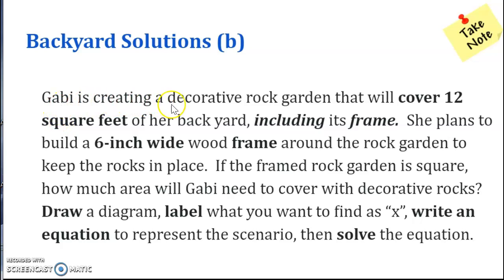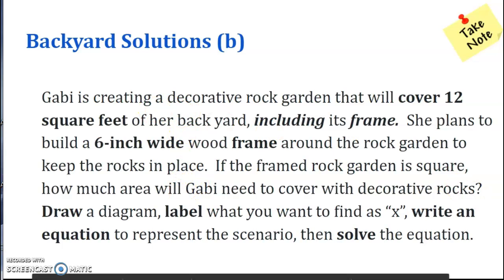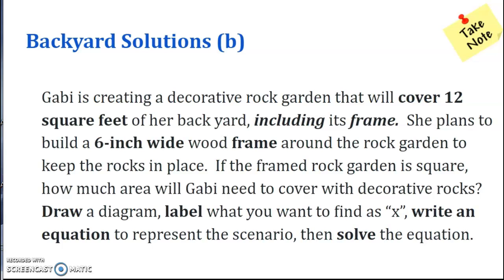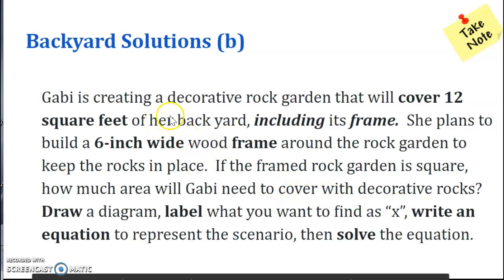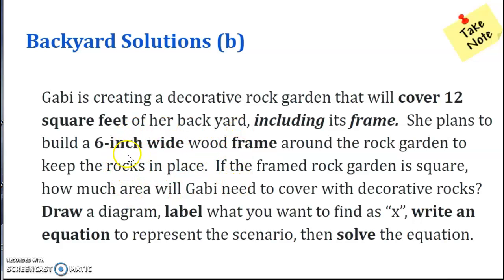Another problem. Gabby is creating a decorative rock garden that will cover 12 square foot of her backyard, including its frame. She plans to build a 6-inch wide wood frame around the rock garden to keep the rocks in place. If the framed rock garden is square, how much area will Gabby need to cover with decorative rocks? Again, we have a square shape of a rock garden, but this time the frame covers all 4 sides, and the width of the frame is 6 inches.